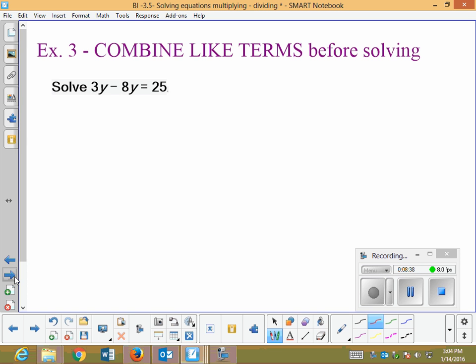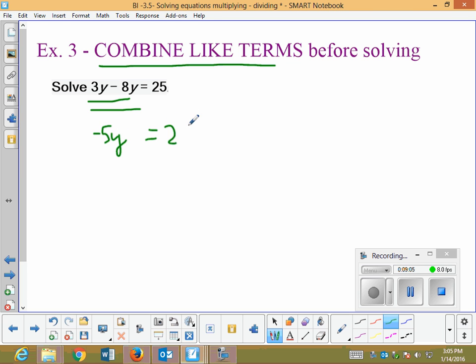Okay, last example. In our last example, we're solving equations, but this time we have to combine the like terms before we can do any two steps. So we have to combine like terms first, before solving. I noticed that there's a 3y minus 8y. Can you combine that? Yep. 3 minus 8 is going to be negative 5, so we have negative 5y equals 25.